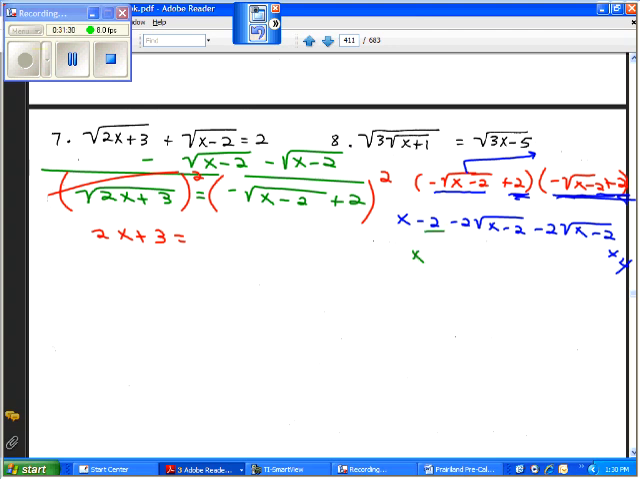We're going to combine like terms. We have an x, we've got a minus 2 and a plus 4, which is a plus 2. And then we have 2 of those, and 2 of those is 4 of those. So it ends up being x plus 2 minus 4 square roots of x minus 2. You understand what we did?